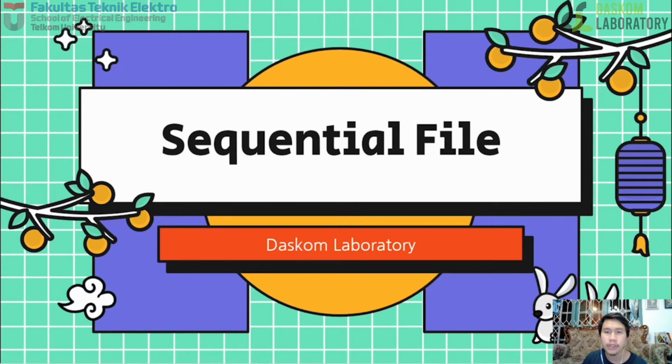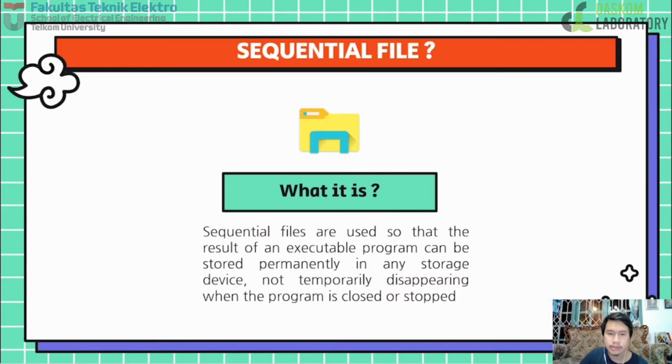In the 10th module, we will learn about sequential files. Sequential files are used so that the result of an executable program can be stored permanently in any storage device, not temporarily disappearing when the program is closed or stopped. The goal is that the data that has been stored can be reused.